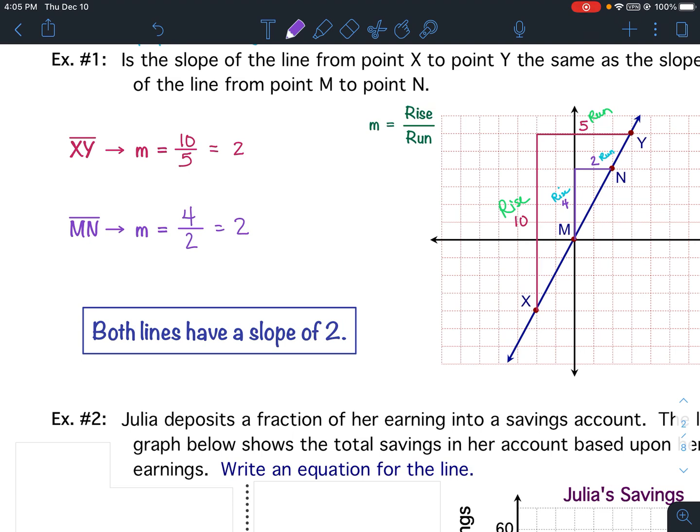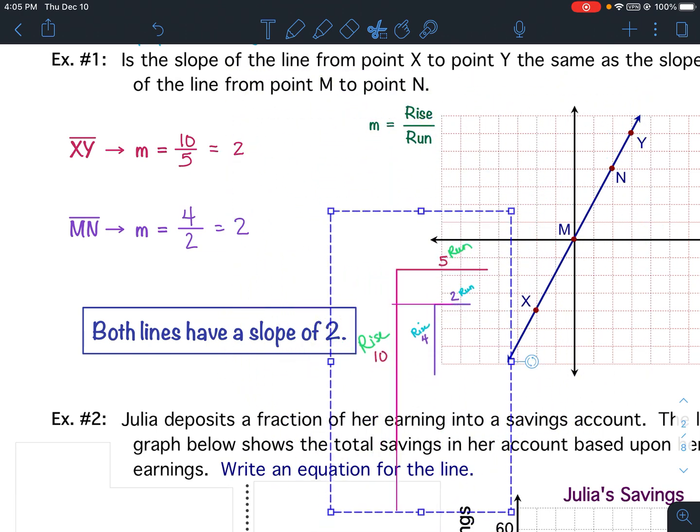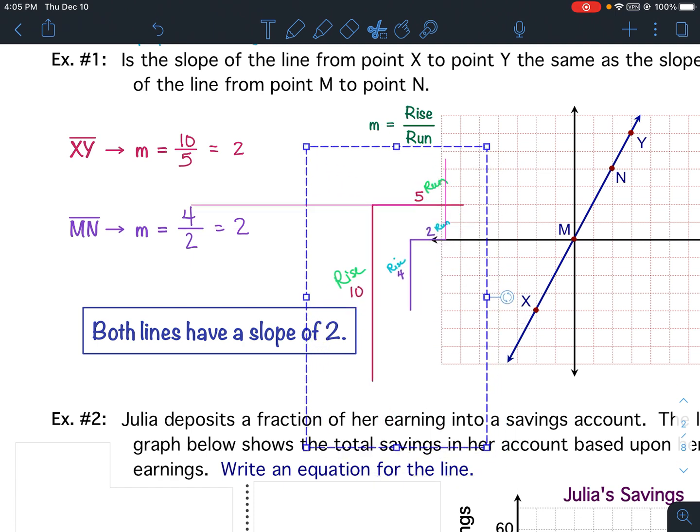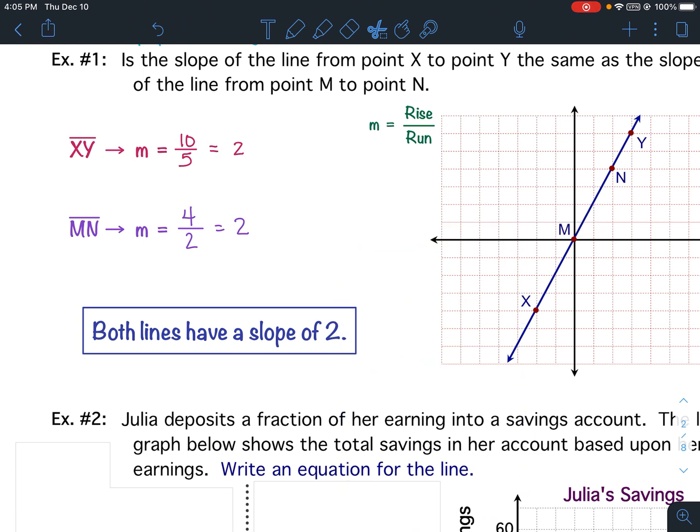Okay, now, we could have actually picked any 2 points on this graph. Any 2 points. Don't write this down, but I want to show you. I'm going to just get this out of the way for now. I'll put it back later. I could have picked this point here, this point here. That'd be a rise of 4, a run of 2. 4 over 2 is 2.